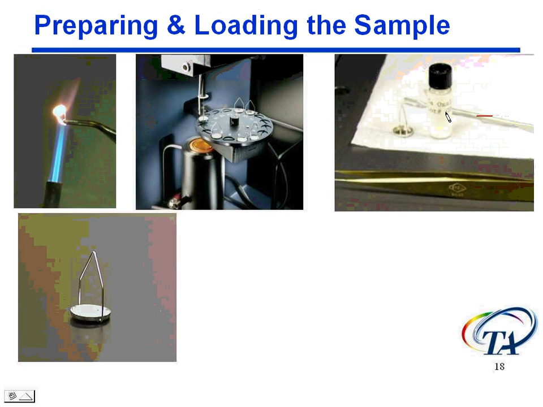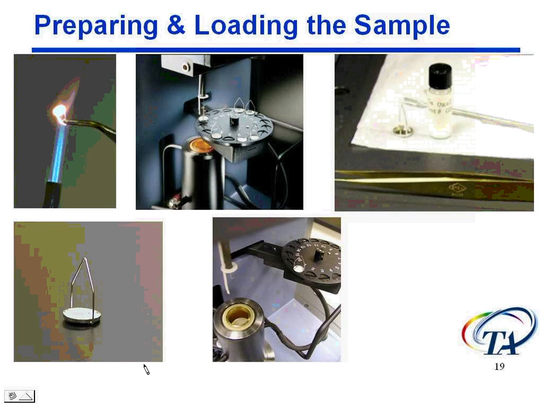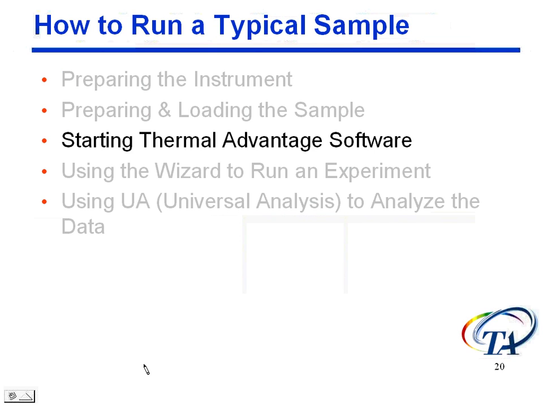Here's a picture of the sample pan with the calcium oxalate in there, even though it's kind of hard to see in this picture. Next thing we're going to do is put it onto the tray so that we can load it. And that's basically it for preparing the sample. Some of the guidelines on preparing samples we will go through later in the third section. Now let's start the Thermal Advantage software.